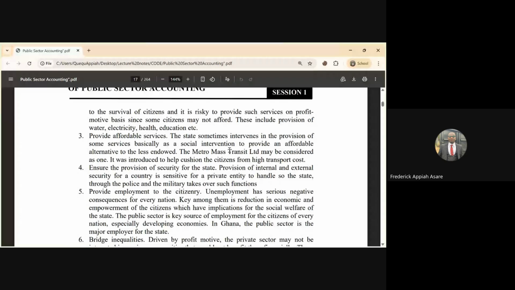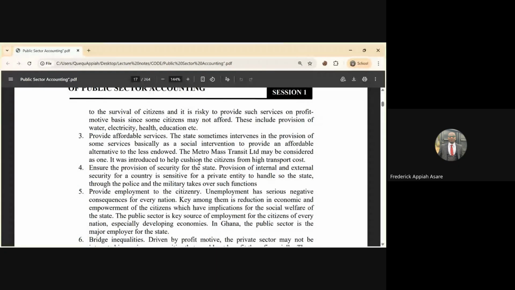Another objective of the public sector is to provide affordable services. There are some services that if the private sector provided them, we would have paid more. So the public sector will provide them to us at a subsidized cost. The state sometimes intervenes in the provision of some services, basically as social intervention, to provide an affordable alternative to the less endowed. Metro Mass Transit is an example. When you are using Metro Mass, you pay less than when you are using maybe VIP. That is the provision of affordable services the public sector does.